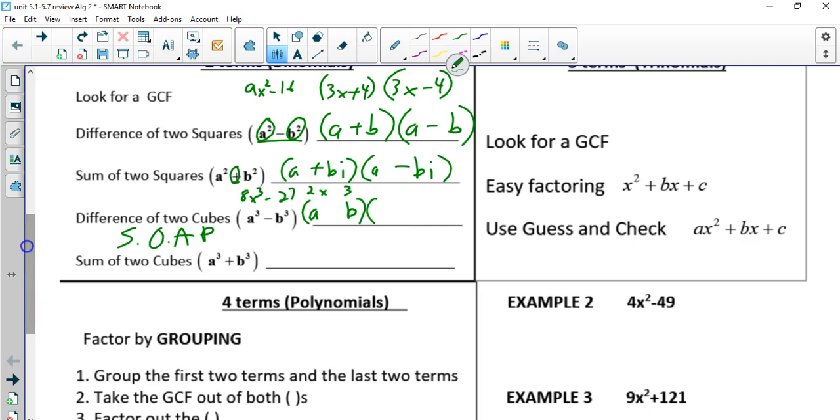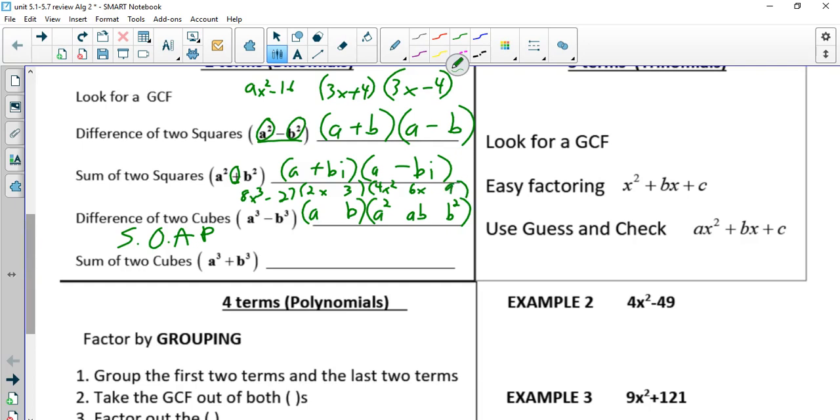Now, you're going to square the first term. You're going to multiply the first and second term, and you're going to square the last term. So in this case, 2x squared would be 4x squared. 3 times 2x is 6x, and 3 squared is 9.